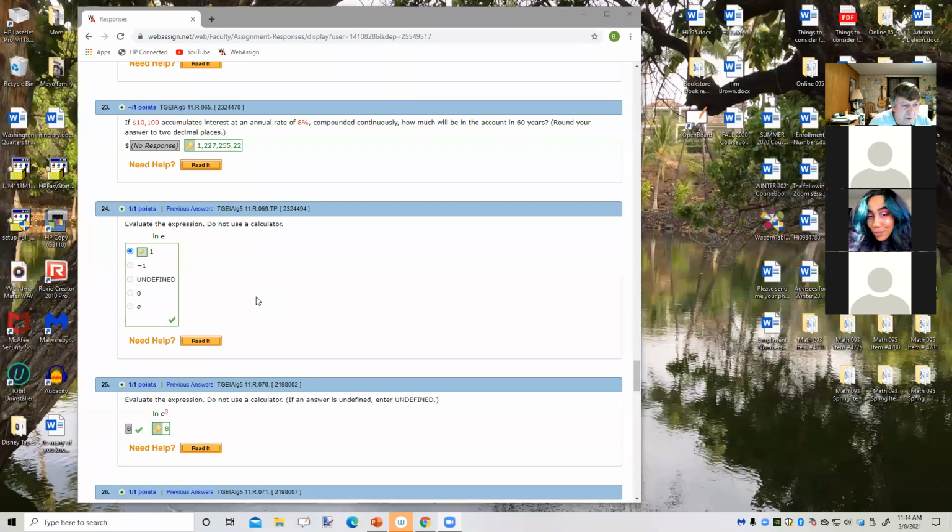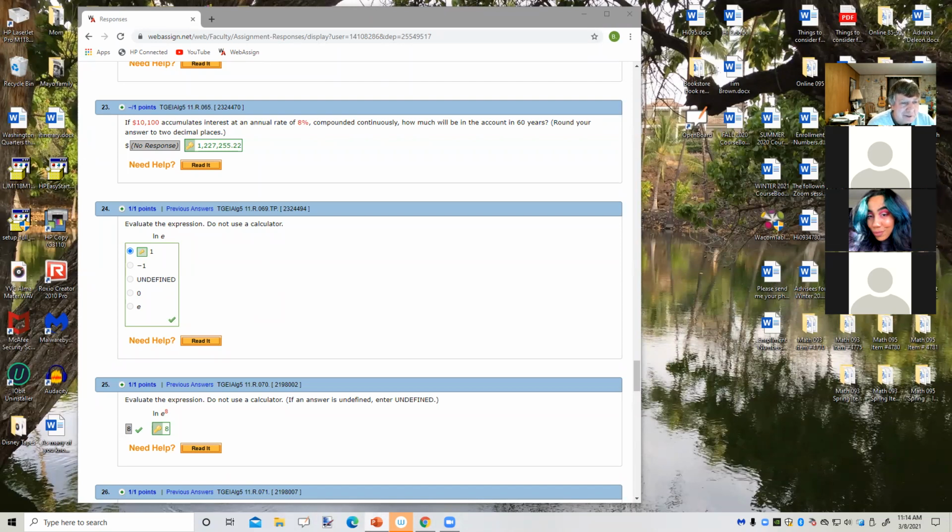If $10,100 accumulates interest, wait a minute. Did we just do that one? I guess, no, we didn't. That was compounded annually. This is compounded continuously. I thought things just looked familiar. Okay, it's different anyway.